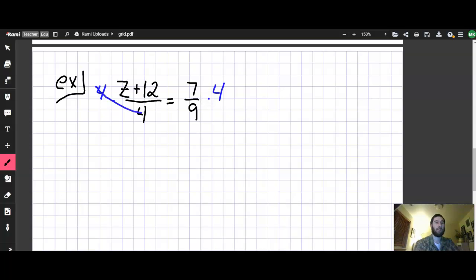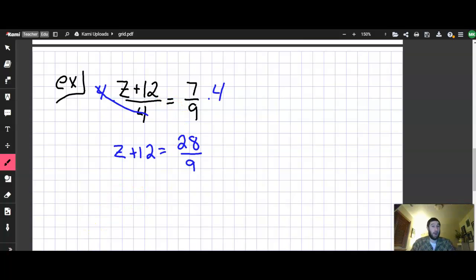The 4's cancel out. 4 divided by 4 is 1. And so that just leaves us with the z plus 12 equal to 7 times 4 divided by 9. And 7 times 4 is going to be 28. Divided by 9 is just that, 28 over 9. And now we have to take care of our addition and subtraction.